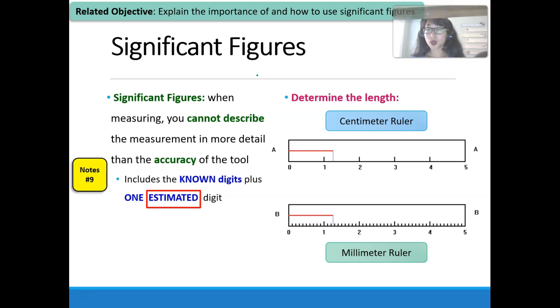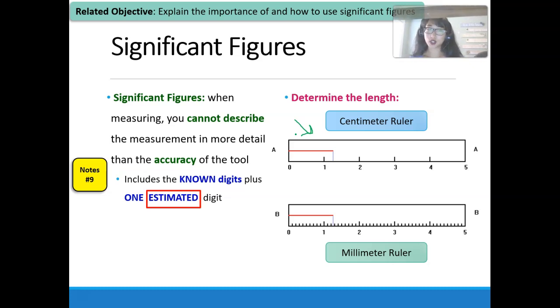What that means is if you have a tool that only has centimeters on it, you're not going to be able to measure things in perfect accuracy to the millimeter, because a millimeter is smaller. Same thing if you have a ruler that only has a foot on it, it'd be really hard to understand how many inches it is because the tool is not very accurate. So we have to do things according to the accuracy of the tool.